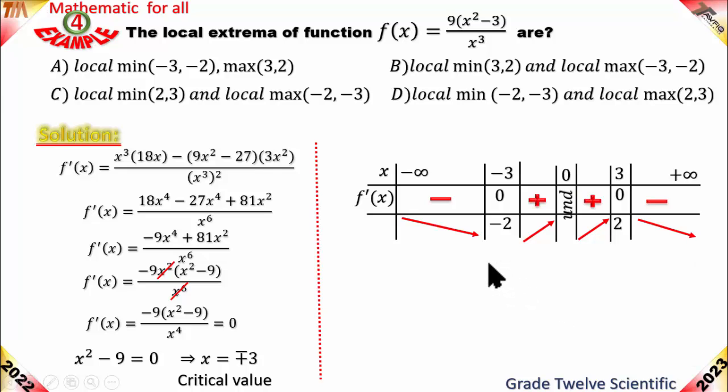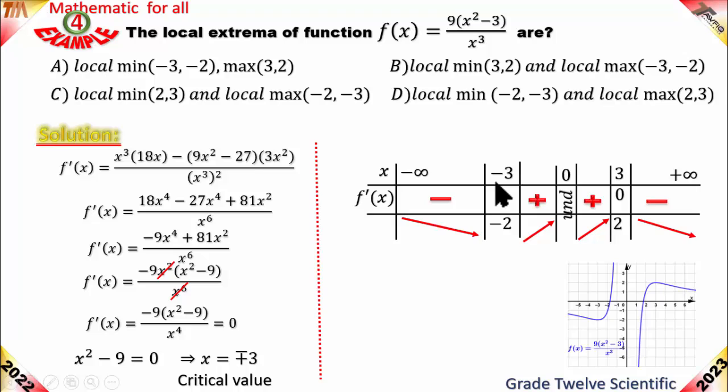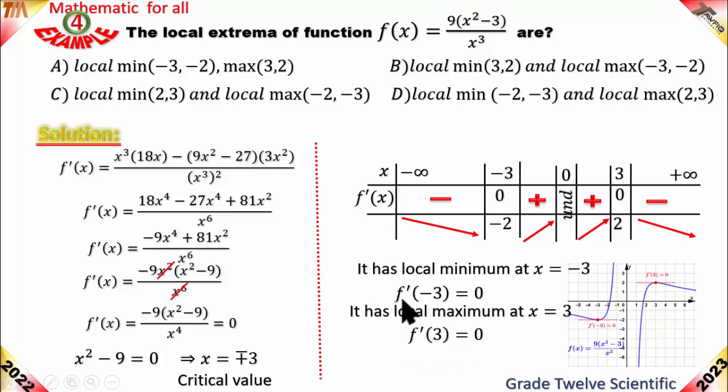That means the point minus 3, minus 2 is a local minimum and 3, 2 is a local maximum. It has a local minimum at x equal minus 3, and f prime of minus 3 is 0. It has a local maximum at x equal to 3, and f prime of 3 is 0. So this one is a minimum and this one is a maximum. That means A is a correct answer.